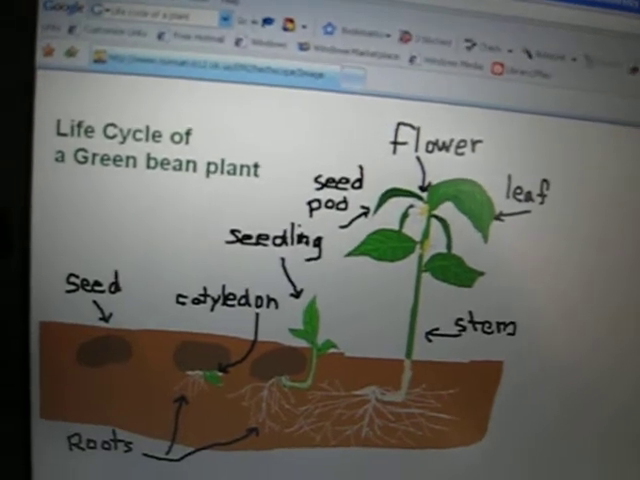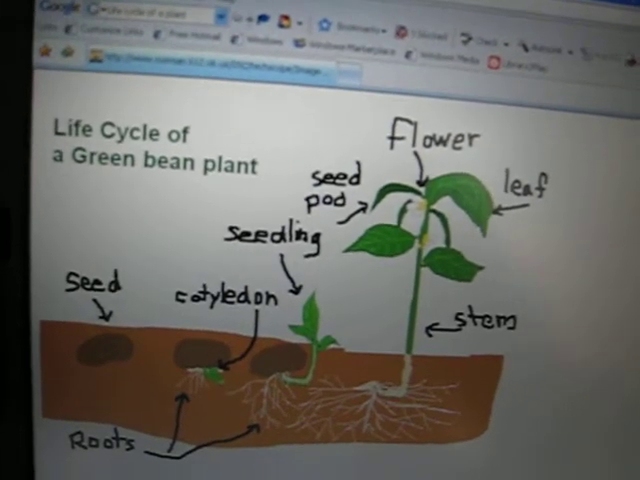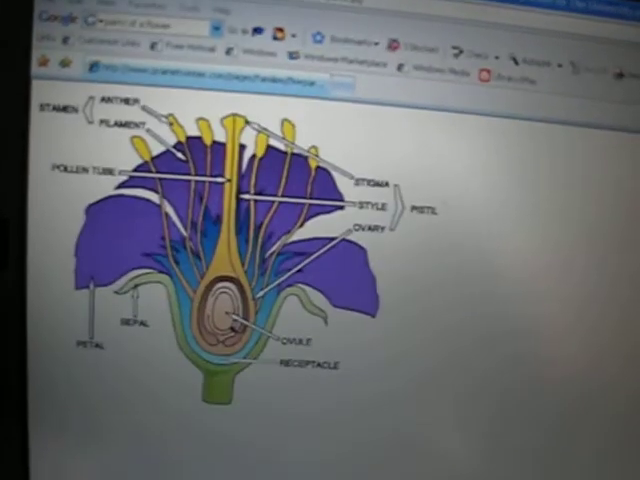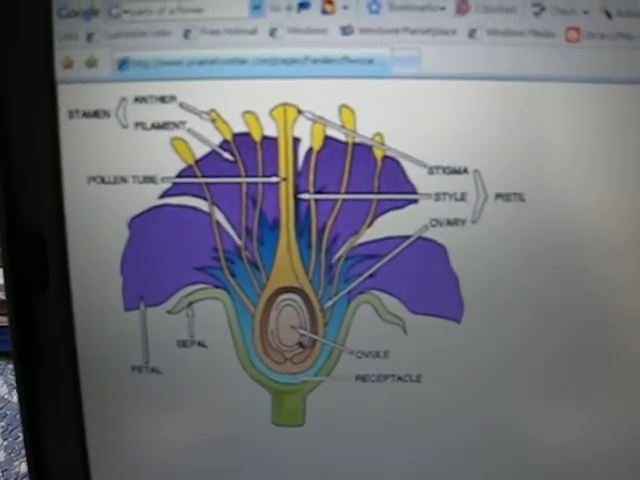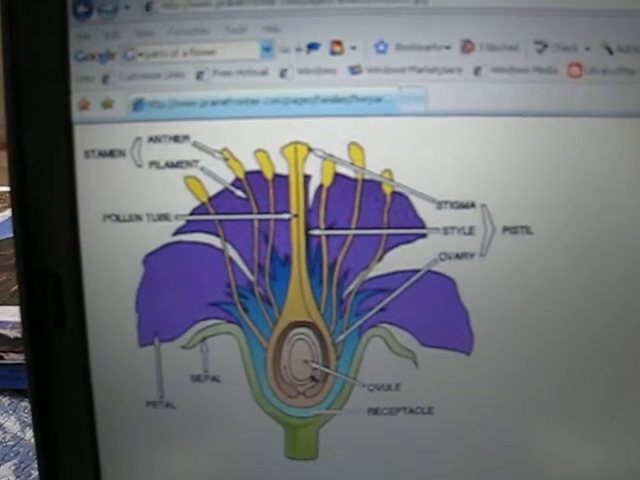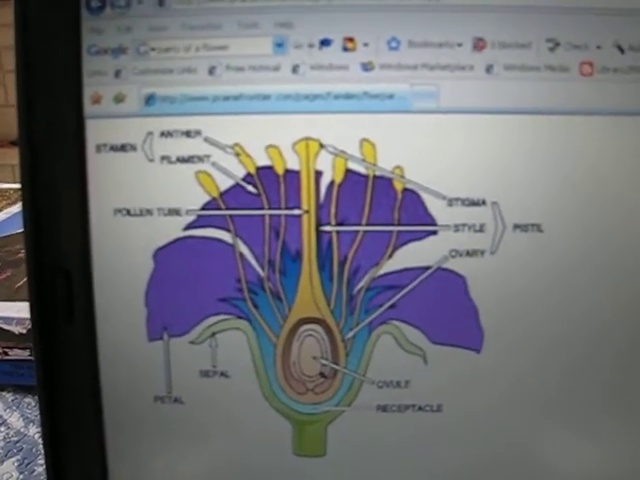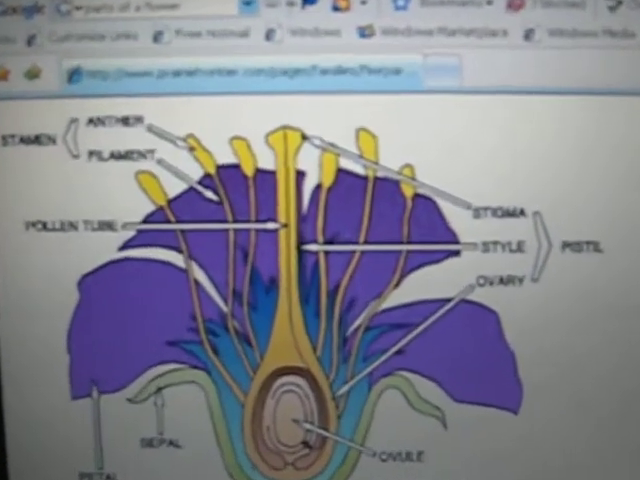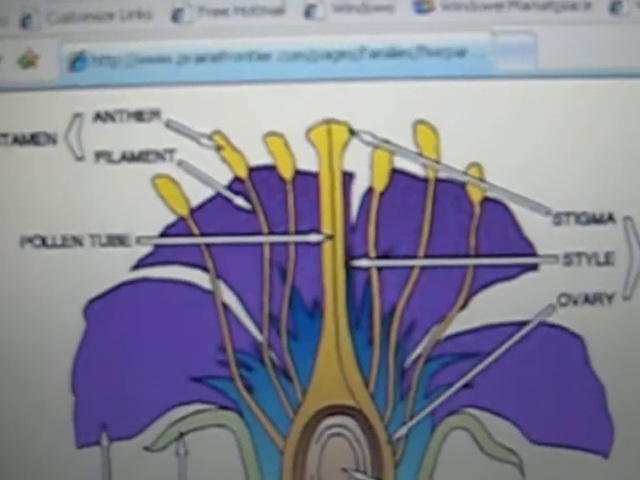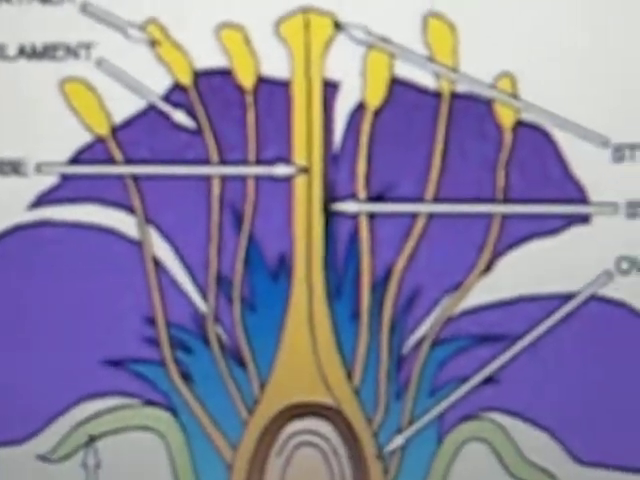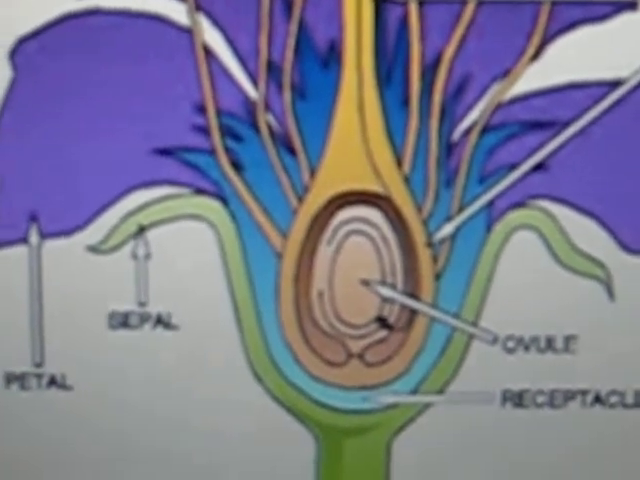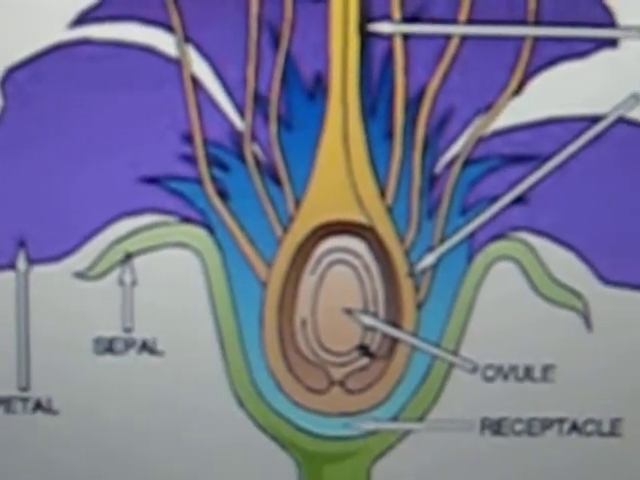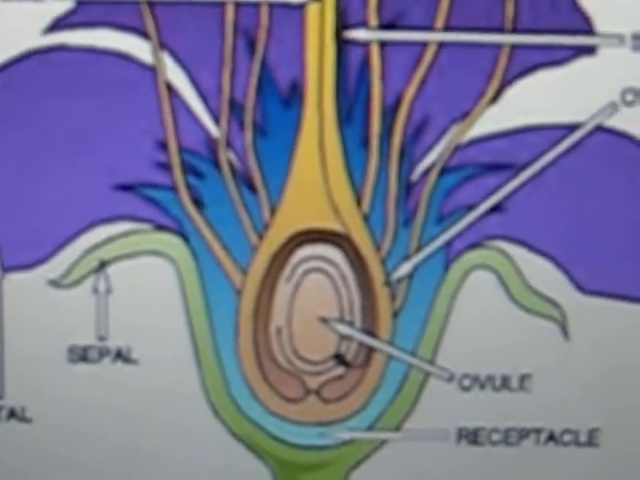Now, what happens with the flowers? That's a good question. Here we have the flower of a plant. In the flower of a plant, we can see that there are several things that make up the flower. First, you have the sepal. The sepal is the green part around the bud of a flower that protects it.